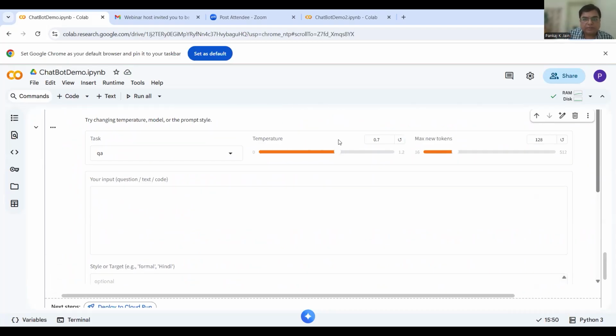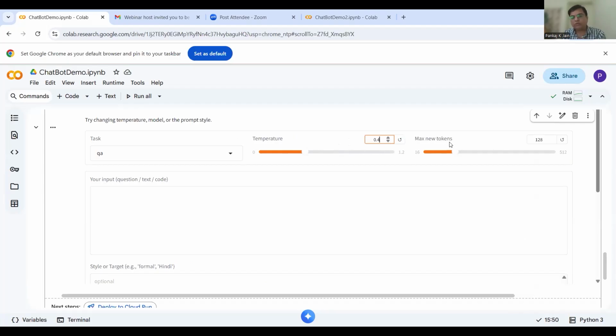So this is the temperature. Temperature is related to randomness. If you keep it lower, it will give you less random answers, but the creativity will also be very less. It may give you a more precise answer with the lower temperature, but the creativity will be very low. It will not give you random answers at the lower temperature.